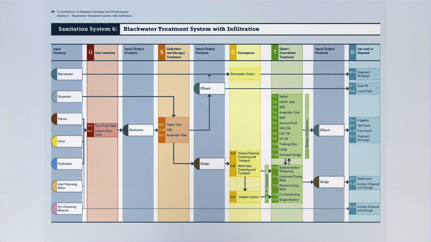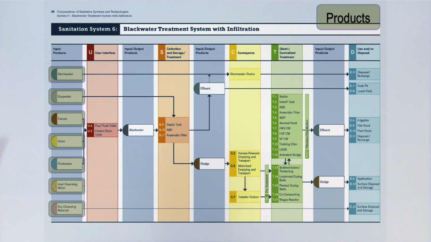This is an example of what we call a system template. We will discuss each of the parts in detail as we progress, but for now, let's focus on the products. The products, as you will remember, are the materials that flow through and are generated within the sanitation system. We read the system template from left to right.